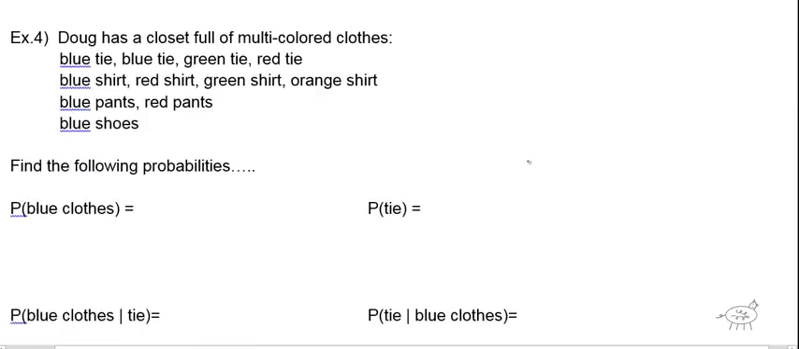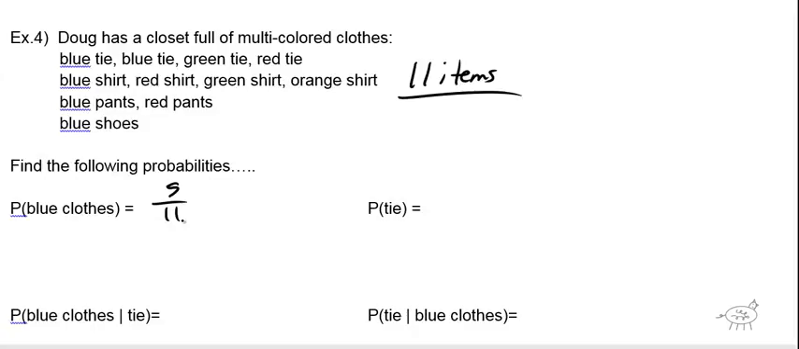Last example. Doug has a closet full of multicolored clothes. So he's got a bunch of different colored ties, different color shirts, different color pants, and different color shoes. It says find the probability of blue clothes. Well, first of all, if I counted the number of items, there are 11 items here. Okay, so I'm going to write this out. 11 items. And that's going to come in handy when I work on my denominator. So what's the probability of blue clothes? Well, there's a blue tie, blue shirt, blue pants, blue shoes. So there's 5 out of 11. I'm going to leave them all in fraction form just to keep them that way, okay? So 5 out of 11, that's pretty easy.